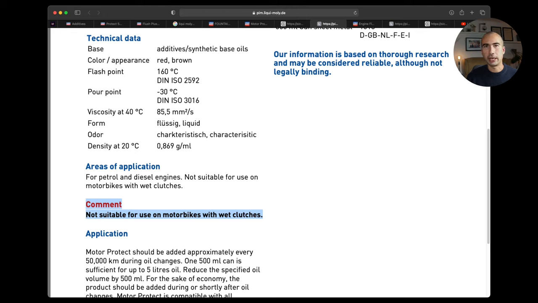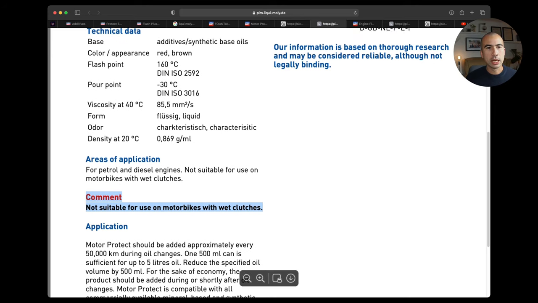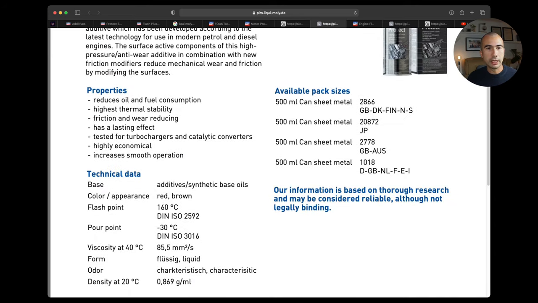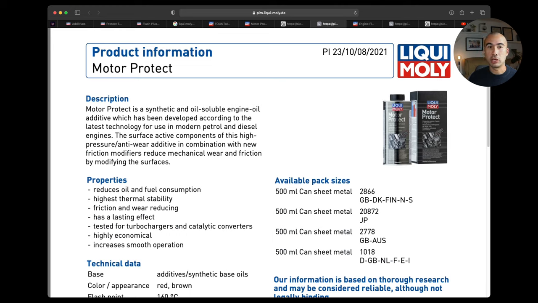Friction reducers play havoc with the clutch system on a motorbike, because of course it's the same oil on a motorbike being used to lubricate the clutch pack as well as the engine. So that's all we can really get out of the product information sheet.